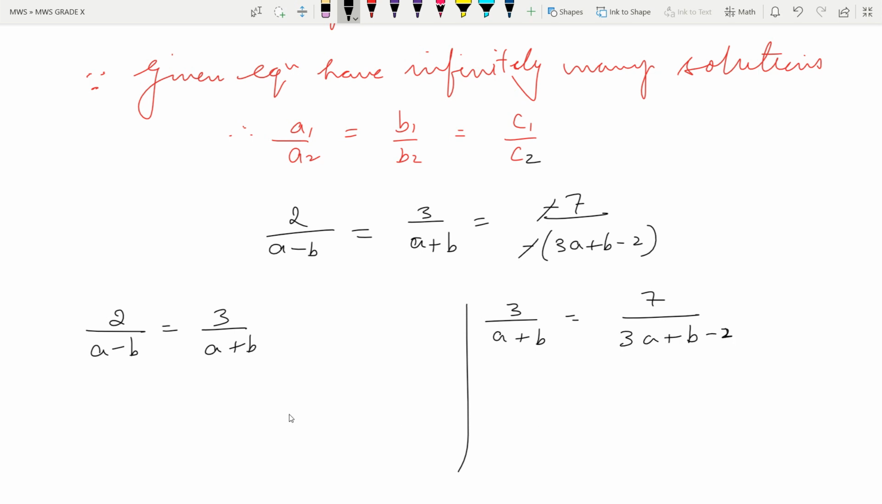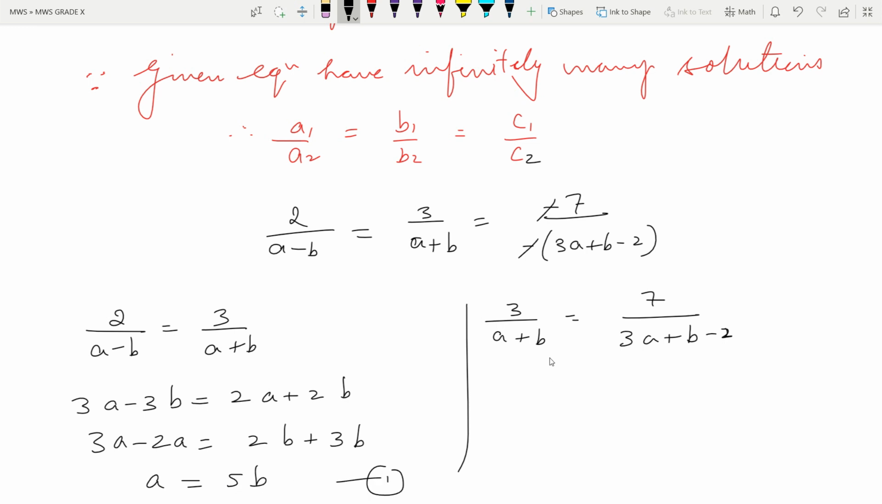Okay, after this, cross multiplication: 3a minus 3b is equal to 2a plus 2b. Then bring this a term to this side and take this b term to this side. This is a is equal to 5b. Let it be equation 1.